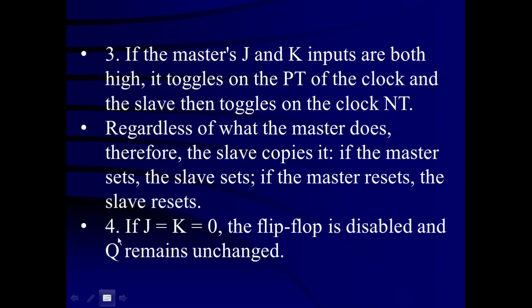So what happens when J = 1, K = 1, both the flip flops are going to be not responding to its inputs. When J = K = 0, the flip flop is disabled and Q retains its last value, or it is not going to be changed. Qn+1 is equal to Qn only.